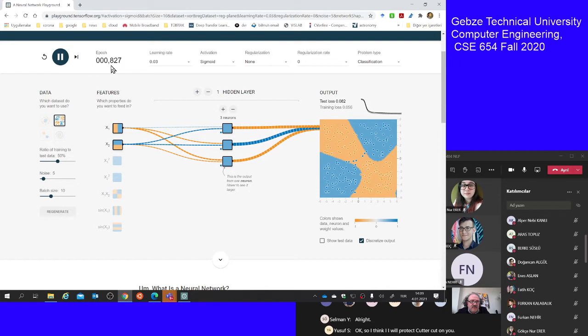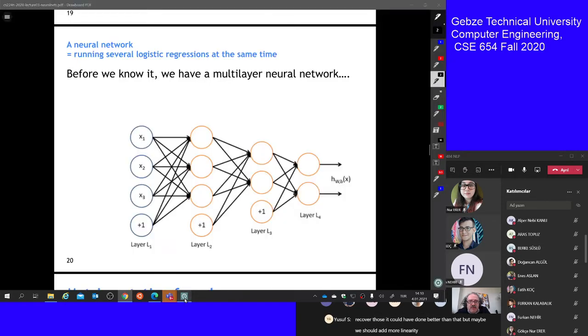It might get better or may not be that much better. No, it didn't. I don't think that it will get better. Training loss is very small, and test loss is small too. This is basically going to state that it's not going to recover those. It could have done better than that, but maybe we should add more nonlinearity. That's what we are doing with the addition of these extra layers.